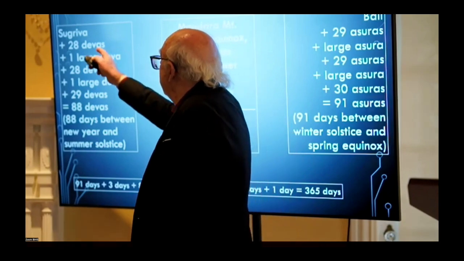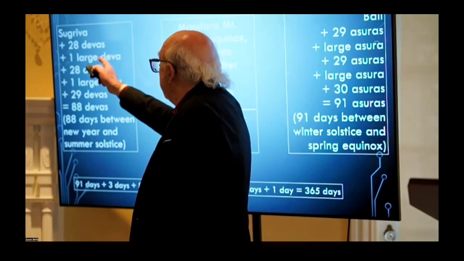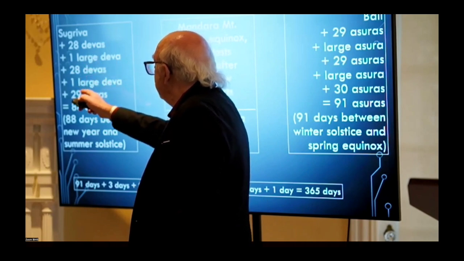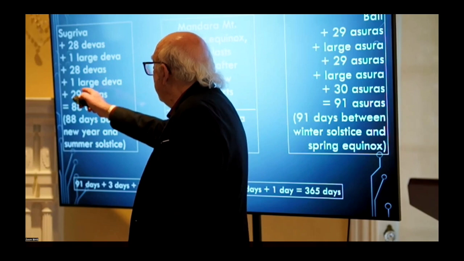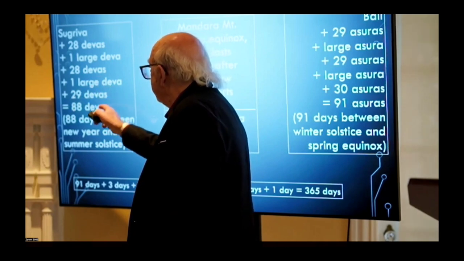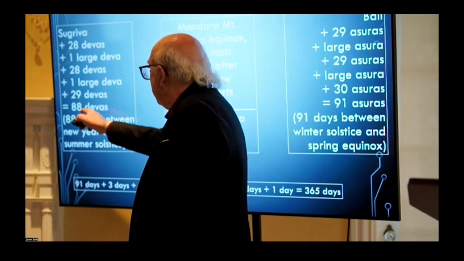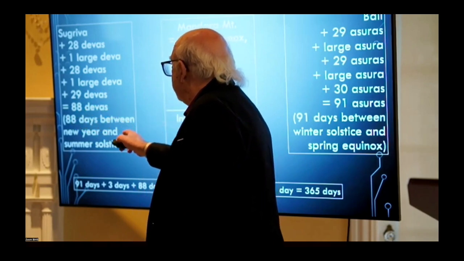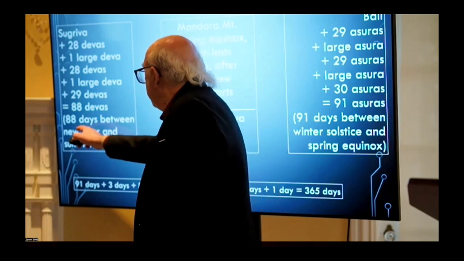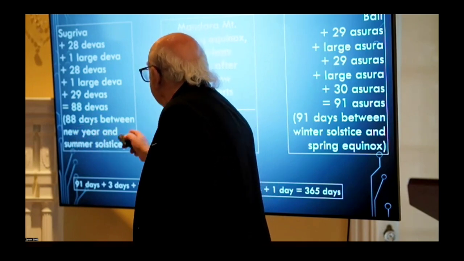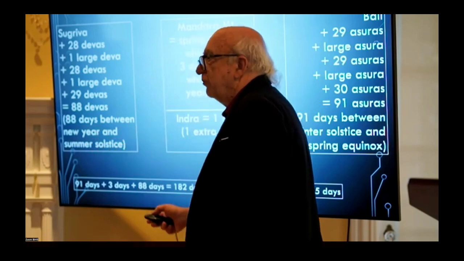And then on the Deva side, you have 28 Devas, then one large Deva, 28 more Devas, another large Deva, then 29 Devas, equaling a total of 88 Devas. And that is the period between the new year, the spring equinox, and the summer solstice.